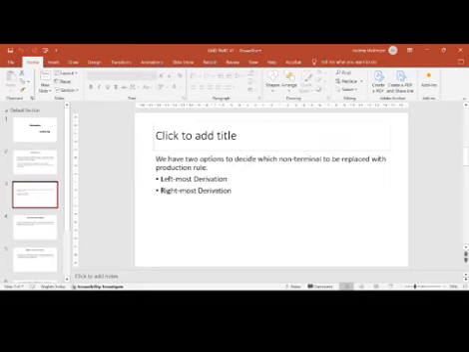Next, we have two options to decide which non-terminal is to be replaced using the production rule. What are they? The first one is the leftmost derivation. The next one is the rightmost derivation. We will discuss what the leftmost derivation is, then the rightmost derivation, and finally we will take one example. Then it will be easy for you to understand.